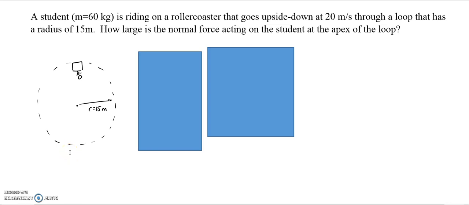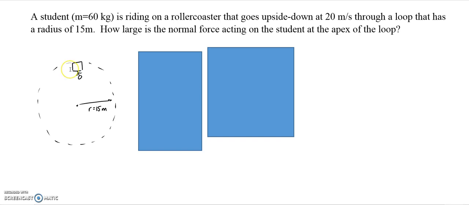All right, circular motion, a go-go. So your challenge is to figure out the solution to this problem. We've got a student, 60 kilograms, riding on a roller coaster that goes upside down at 20 meters per second through a loop that has a radius of 15 meters. How large is the normal force acting on the student at the apex of this loop?